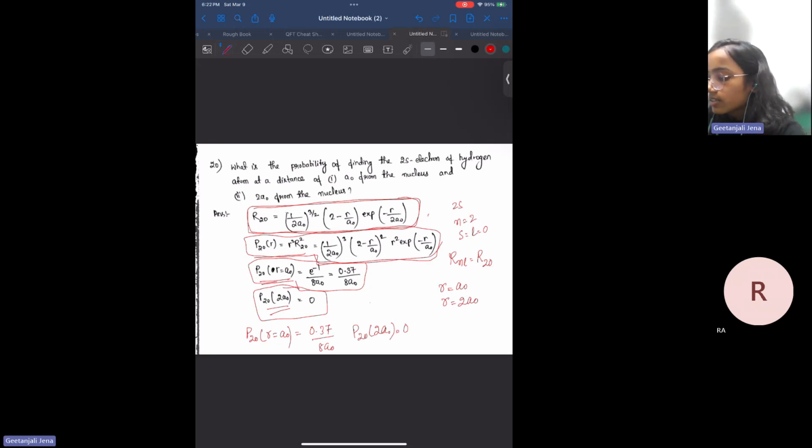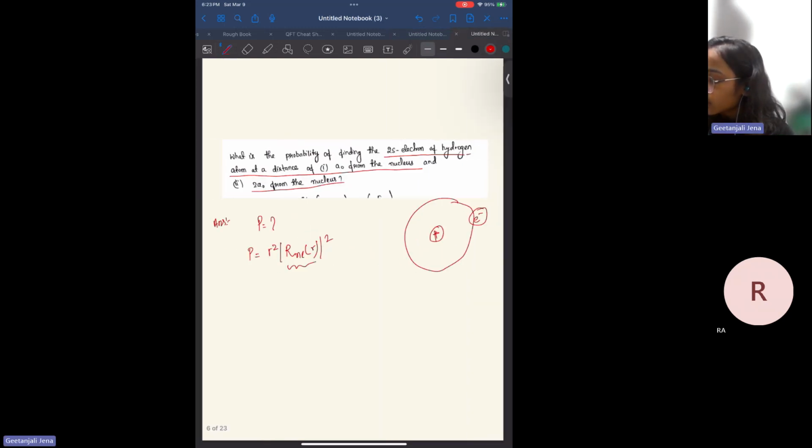So in this way, you can calculate the probability of finding the electron for any kind of orbital. Like in this case, I have solved it for 2s. You can also solve it for 2p, 3s, 3d, any kind of orbital. For that, you just have to calculate the n and l for this kind of state, and according to that, you can take the radial part and calculate the radial probability density. So this is how you can calculate the probability.